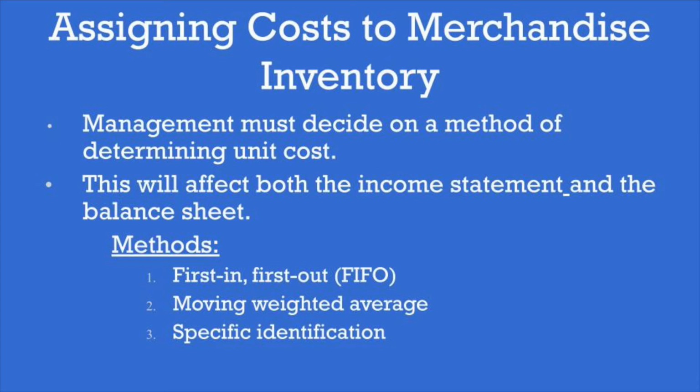The first method is the first in, first out method, where we record inventory coming in and we assume that that inventory, when it comes in, is the first one to go out. And we also have the moving average method. And we also have specific identification, which is really useful if you don't sell a lot of products, but you sell large value products.